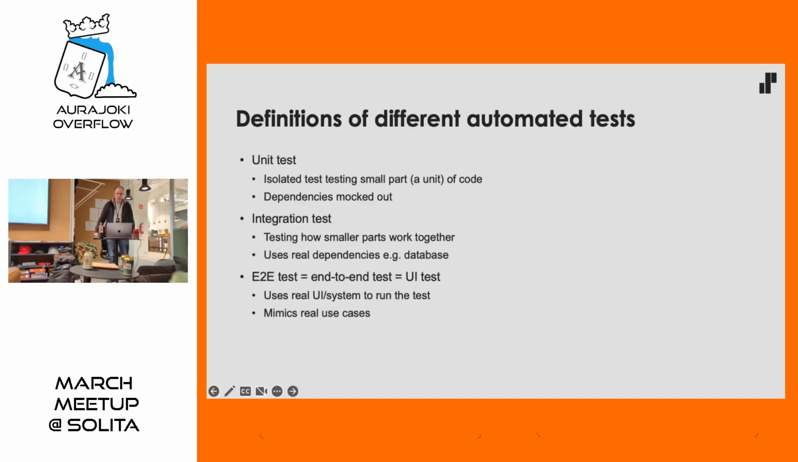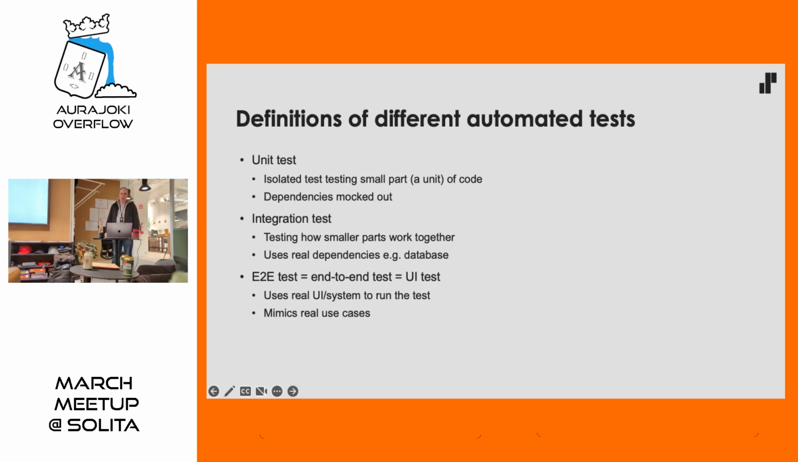But yeah, the boring definitions. Unit tests are isolated tests, testing a small part of code. All the dependencies are mocked out, or there aren't any dependencies if it's just some small function that you are testing. Then integration tests mean that you are combining these smaller units and testing them together, usually with some real dependencies like a database, or API tests, or whatever your system is.